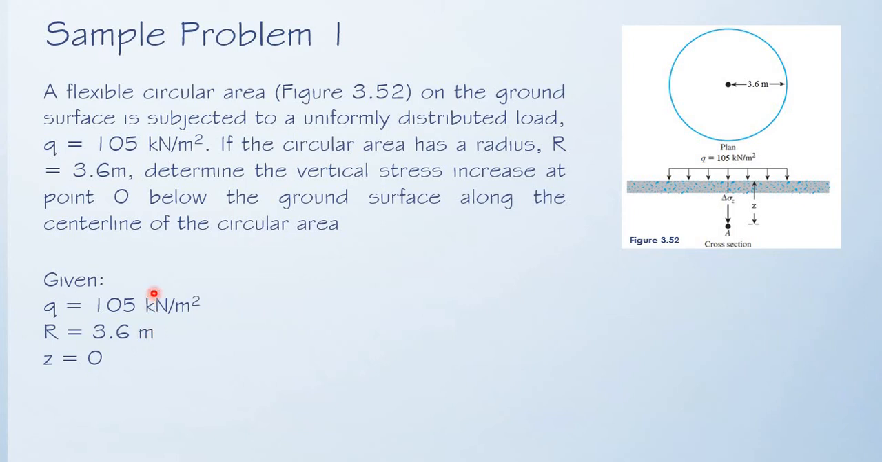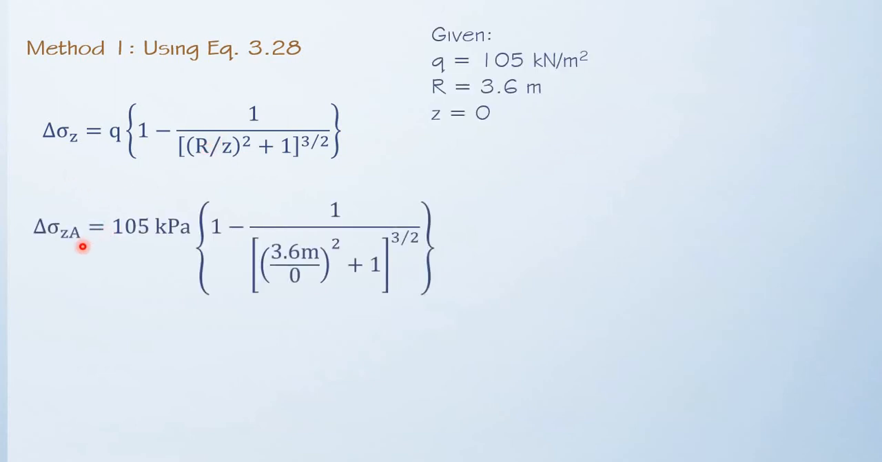Let us identify the given. Q is 105 kilonewton per meter squared. Our radius is given to be 3.6 meters. And the value of Z is 0. So using equation 3.28, we substitute Q is 105 kPa. Our R is 3.6 meters. And our Z is 0. Simplifying, we come up with the vertical stress is 105 kPa.